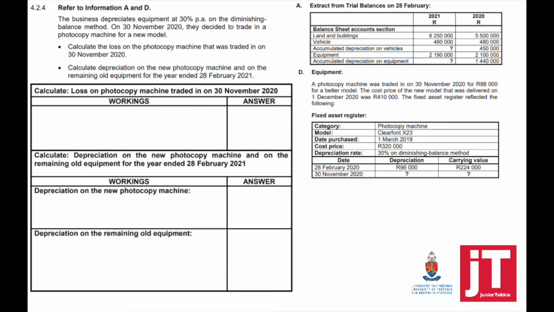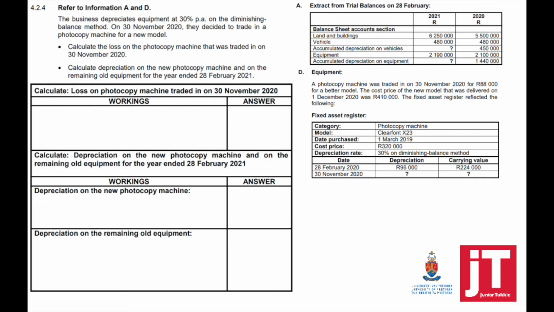Calculate the loss on the photocopy machine that was traded in on 30 November 2020. So they specifically said to you it's a loss. Calculate the depreciation on the new photocopy machine and on the remaining old equipment for the year ended 28 February 2021. So here we need to calculate on the old, the new, plus that which we've sold. And what makes this more complicated is the fact that we need to use the diminishing balance method, which means that we need to use the book value.